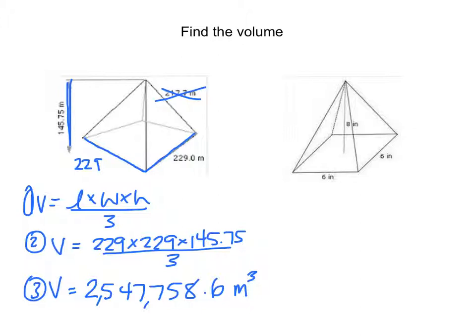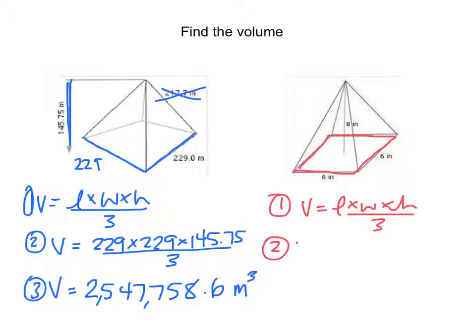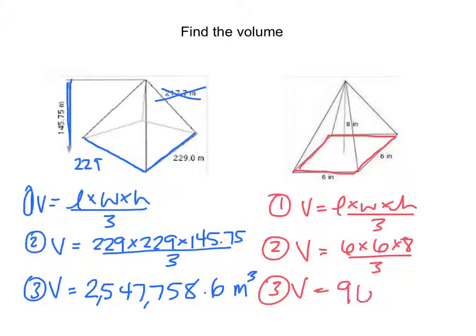And that's why the number is so ginormous, because the volume of the pyramid is very, very large in real life. And now with our other pyramid, our numbers are a little smaller. And notice this also has the square base, but remember that's not always going to be our case. So we're going to write down our formula. Volume equals length times width times height divided by 3. Step 2, put in what we know, 6 times 6 times 8 divided by 3. And step 3 is to write our final answer, which is going to be 96 inches cubed.